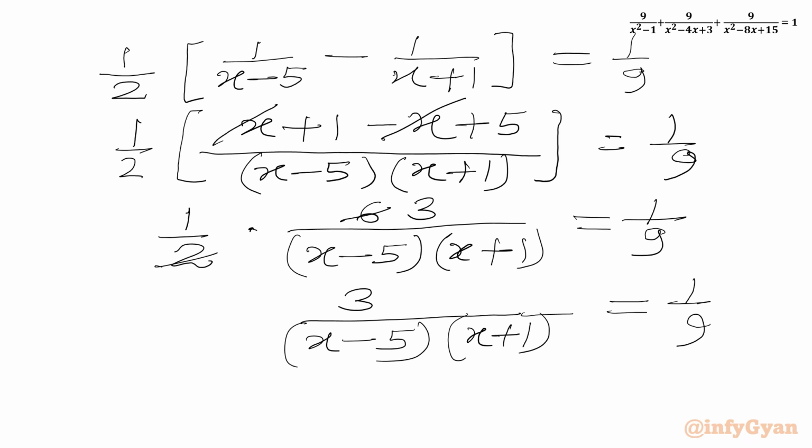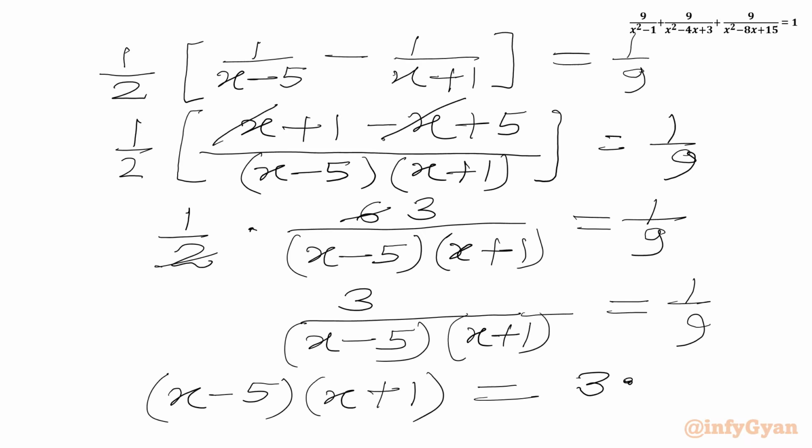Now we will cross multiply. So we can write here x minus 5 times x plus 1 will be equal to 3 times 9. So 3 times 9 is 27.